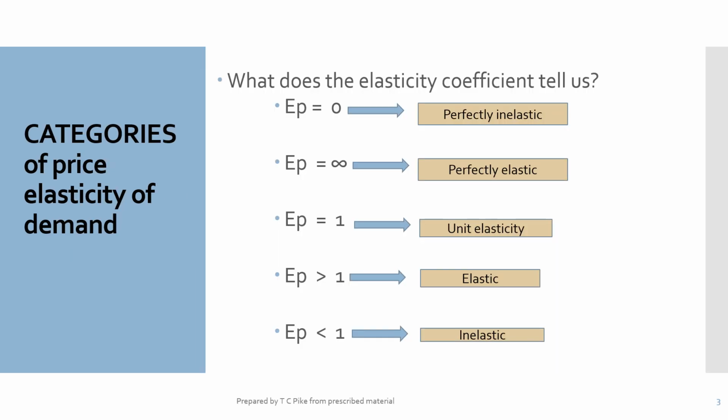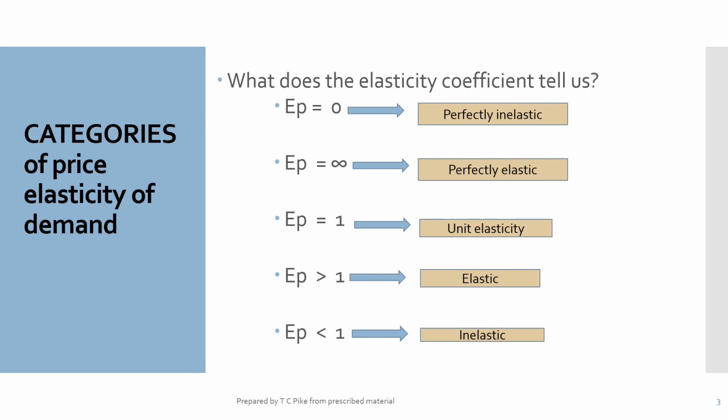Let's look at EP equal to naught, perfectly inelastic. What does that actually mean? It means that the demand for that product is not responsive to a price change. Whether the price goes up or down, the quantity demanded stays the same. Whereas if we go to perfectly elastic, EP equal to infinity, that tells us it is very sensitive to a price change. When the price changes, the quantity demanded will change by a lot.